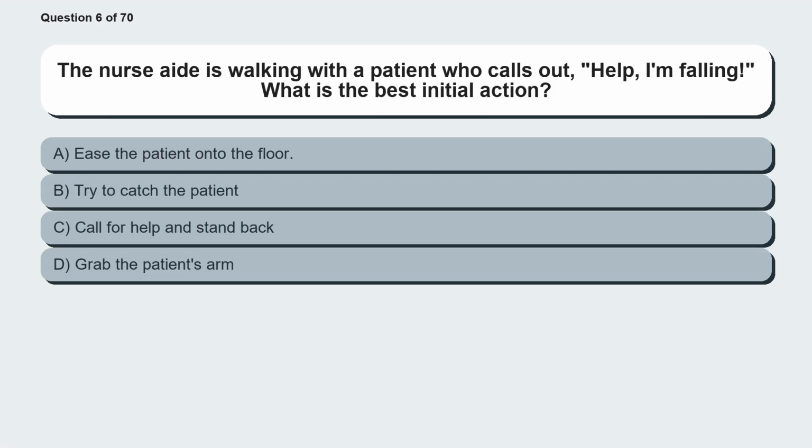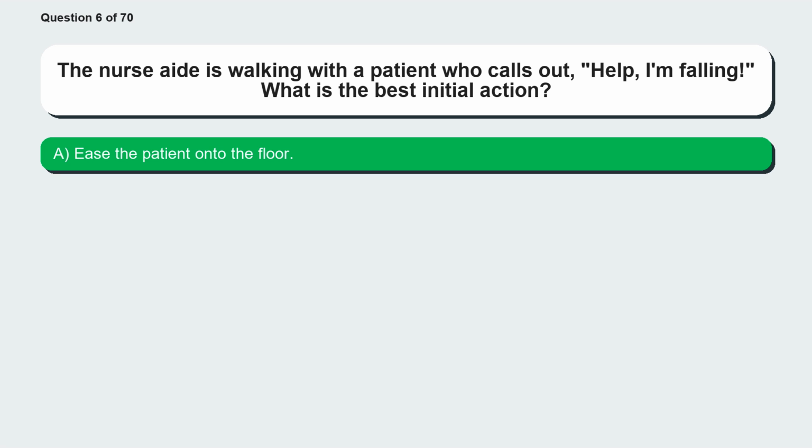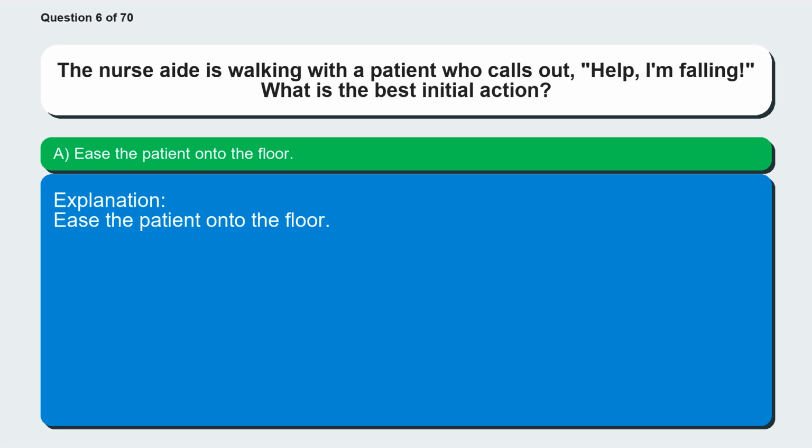Question 6. The nurse aide is walking with a patient who calls out, "Help, I'm falling." What is the best initial action? Option A. Ease the patient onto the floor. Option B. Try to catch the patient. Option C. Call for help and stand back. Option D. Grab the patient's arm. The correct answer is option A. Ease the patient onto the floor.